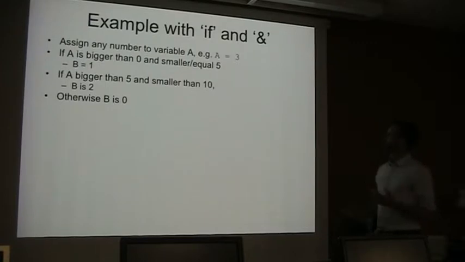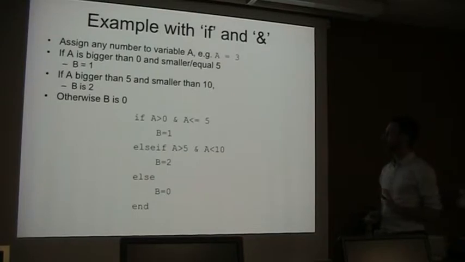Let's see an example. And you can type this at the same time. Okay, I'm going to go slowly. So if you create A equals 3, so far so good, we have created a variable A. Now, with if, we want to test whether A is bigger than 0 and smaller or equal to 5. In that case, B, a new variable, should be 1. There's another case where A is bigger than 5 and smaller than 10. In that case, B should be 2. And in all other cases, meaning when A is bigger than or equal to 10, then B is 0.